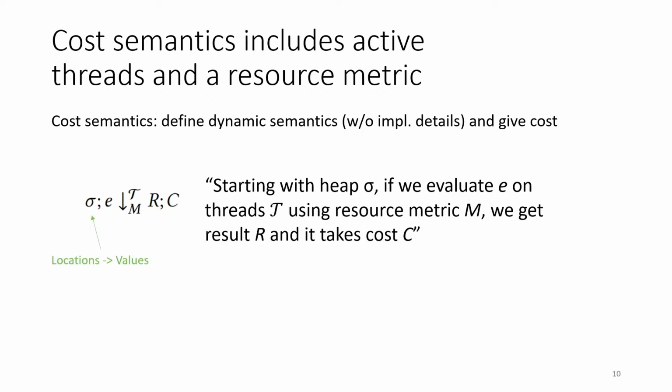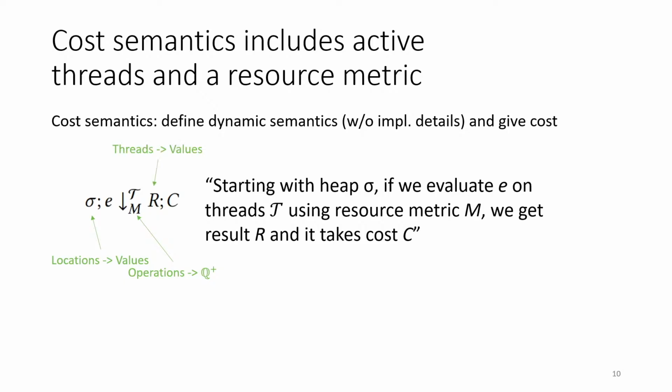So our heap sigma is mapping from heap locations to values. The resource metric M is an assignment of non-negative rational costs to each operation that your program might perform. So this is our way of specifying what exactly do you mean by cost. Are you just talking about memory access cost? Are you talking about number of certain kinds of operations? So we can abstract over this parameter that specifies exactly what costs we're talking about.